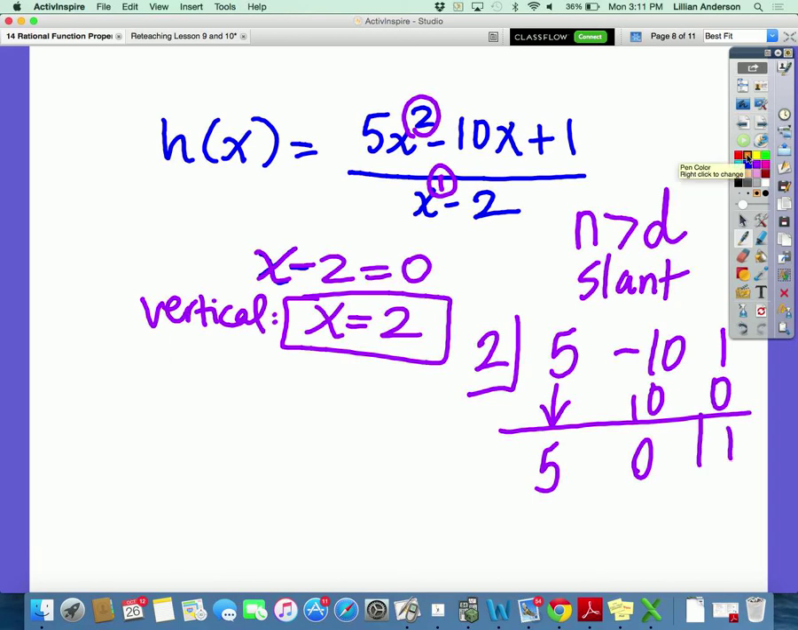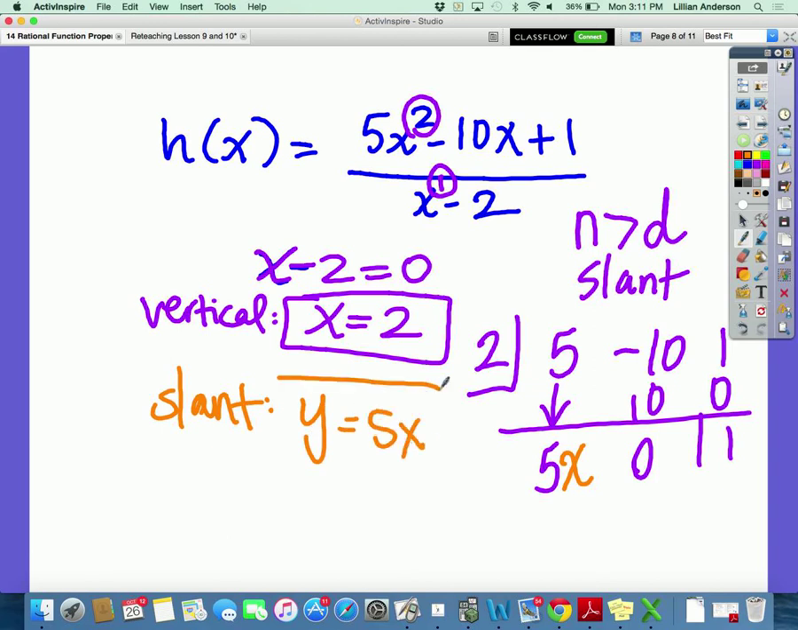I started with the quadratic, and when I divided, I ended up with 5x, which is a linear function. So my slant asymptote is y equals 5x, a linear function that crosses the x-axis at 0 with a slope of 5. I think I wasted too much time with questions.